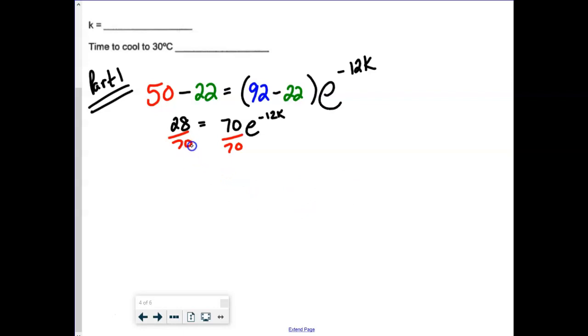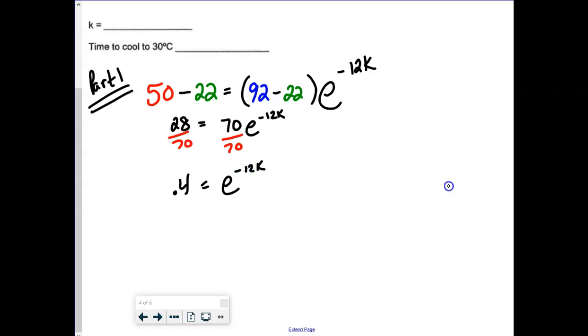And technically speaking, there's nothing wrong with just leaving this as a fraction, but you guys want to go ahead and just type that in for me? Is 0.4? Okay, well that's not too bad. If you get a really funky decimal, it's probably ideal that you not type in the decimal or write down the decimal and truncate it. All right, so you have 0.4 equals e to the negative 12k power.